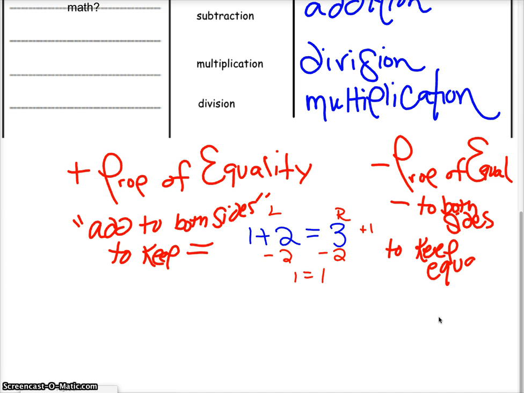Your homework today is going to ask you to identify a property. Like, why are they doing this particular thing? And it's going to stem from either applying the addition property of equality or the subtraction property of equality. If they're adding a number to both sides, it's an addition property. If they're subtracting, Chase, a number from both sides, it's a subtraction property.